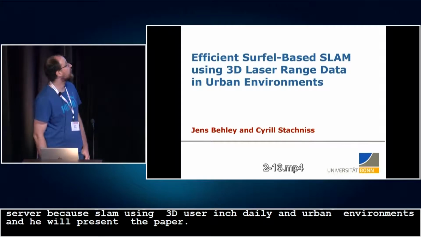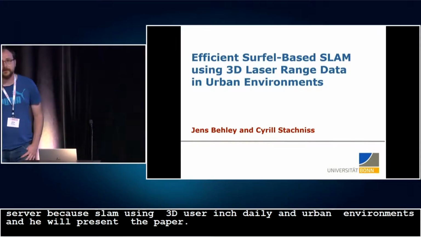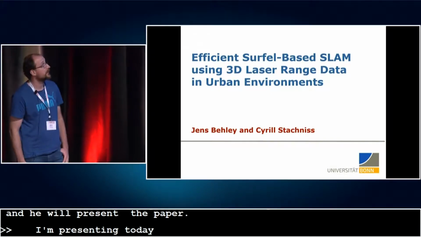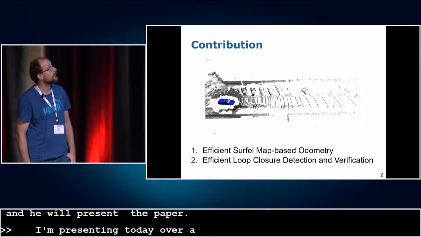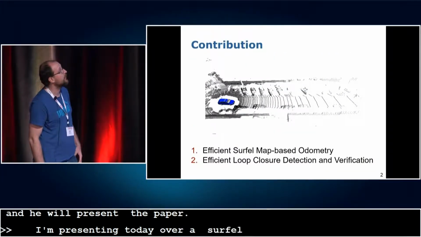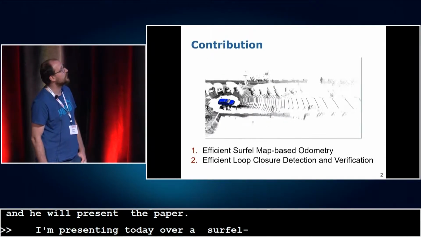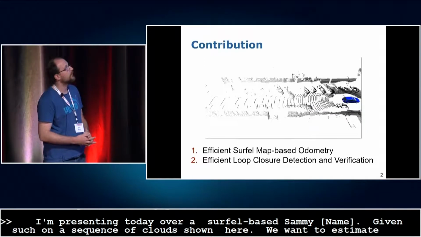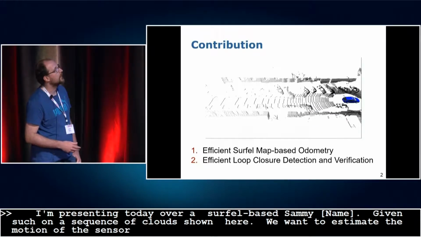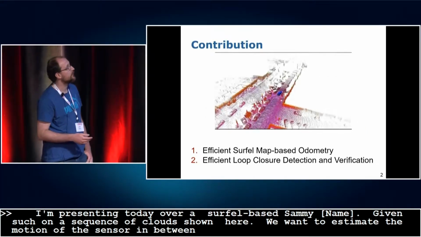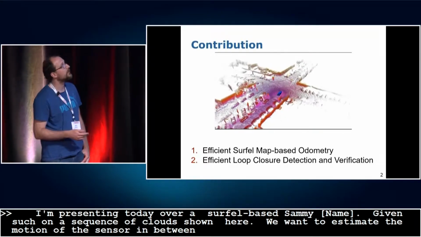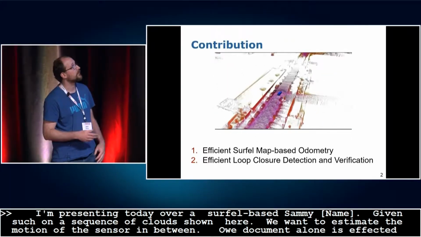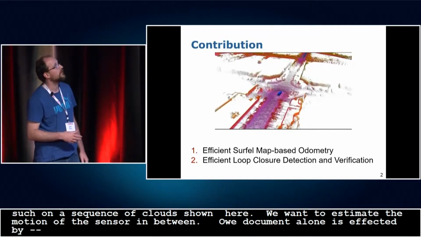Hello, my name is Jens Behley, and I'm presenting today our work on 3D laser-based SLAM in urban environments, where we're using rotating laser range scanners to localize ourselves. Given such a sequence of point clouds shown here, we want to estimate the motion of the sensor in between, called odometry. However, odometry alone is affected by drift caused by small inaccuracies in the pose estimates, which accumulate to larger errors over time.